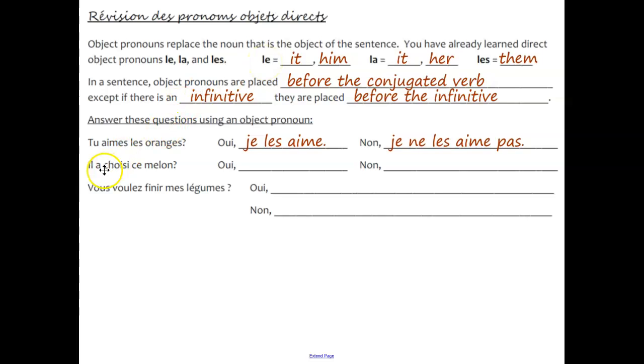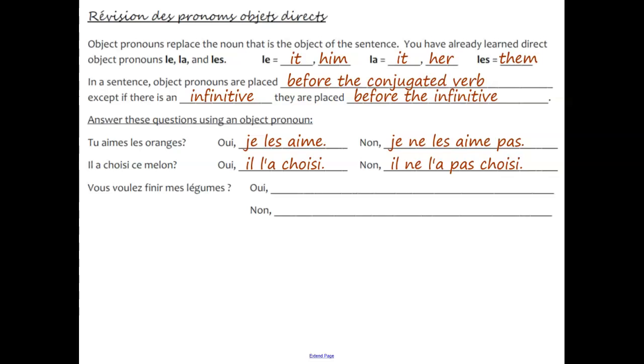Now, this is the tricky one. We have passé composé here. Remember, in passé composé, the form of avoir is our conjugated verb. So our answer is oui, il l'a choisi. Yes, he chose it. If we make that negative, non, il ne l'a pas choisi. No, he didn't choose it.